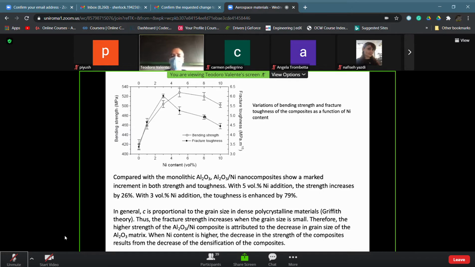And at the same time, if you look to the right scale, we can expect, and we have, an increase of fracture toughness, which is starting from four and three megapascal per square meter, up to, this is the value, something which is around 6 megapascal per square meter. I mean, the enhancement is not so high, but if you make a very simple calculation in percent, with this small addition of nickel-based nanoparticles, the strength increases around 25 to 30%, and toughness can be increased also around 80%.